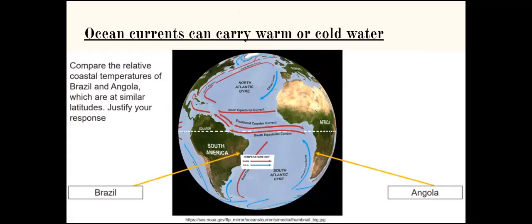Now, using this, just quickly, compare the relative coastal temperatures of Brazil and Angola, which are at similar latitudes. Justify your response. So these two areas are on the same latitude line. So generally, they have the same temperatures, but there is some difference. Compare the two based on what you see in the picture. Hopefully you were able to use that temperature key to really help you with that answer.